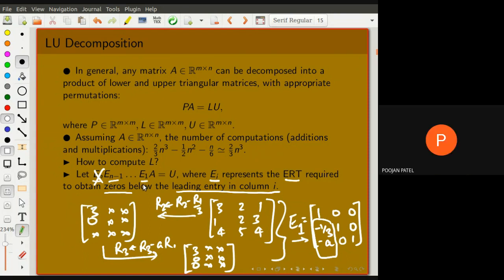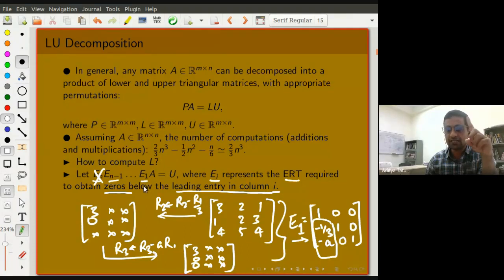But sir, if Ei changes the ith column... Ei doesn't only change the ith column, it sort of brings zeros there. That is important. Okay, then go ahead. So let's say this is E1, right? This much. Then you'll have E2.